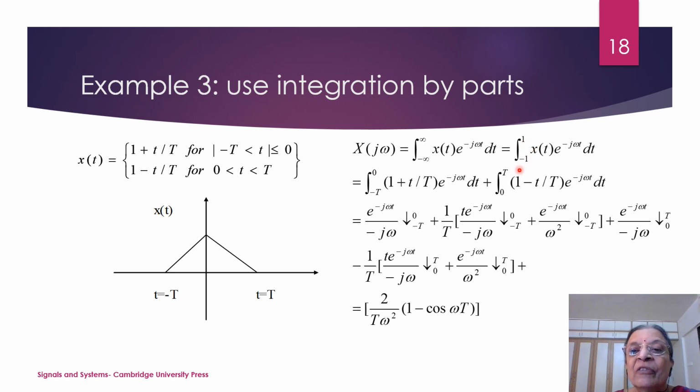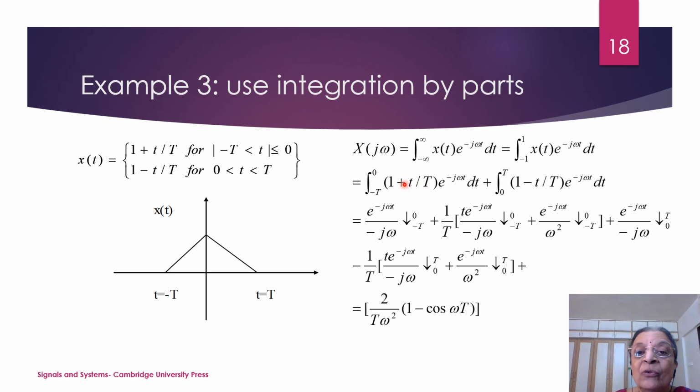It is existing between minus T to plus T. So I can write it as the integral from minus T to 0 of 1 plus t by T times e raised to minus j omega t dt, plus the integral from 0 to T of 1 minus t by T times e raised to minus j omega t dt. So I am just putting the value of this function for negative values and positive values, separating it into minus T to 0 and 0 to T.